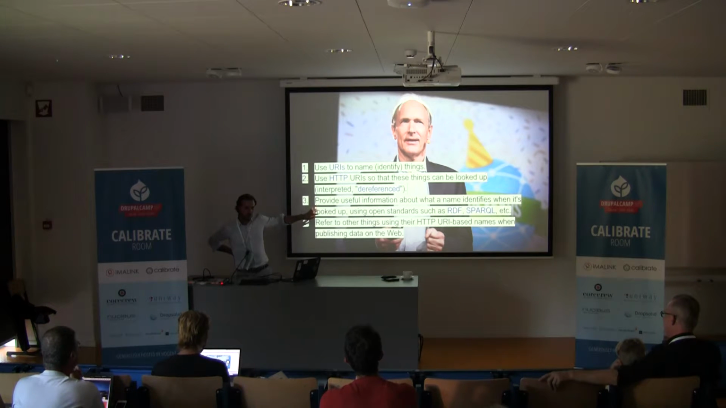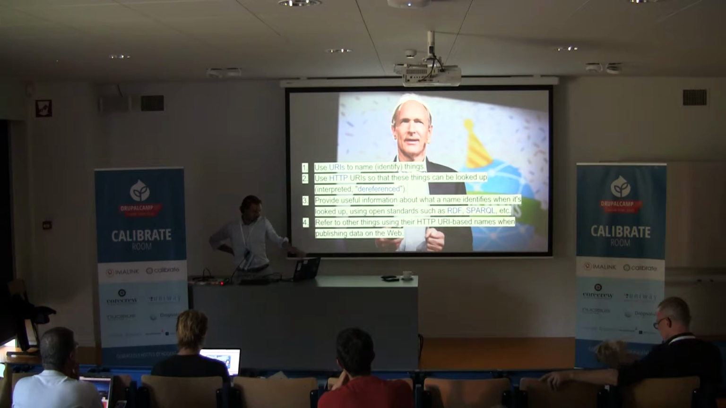So these are four rules to do the semantic web. First of all, we need to identify all our stuff. We have a good tool to identify stuff. It's called URIs. All URIs are unique, so they're perfectly suited to be unique IDs for everything. So let's give everything a URI.